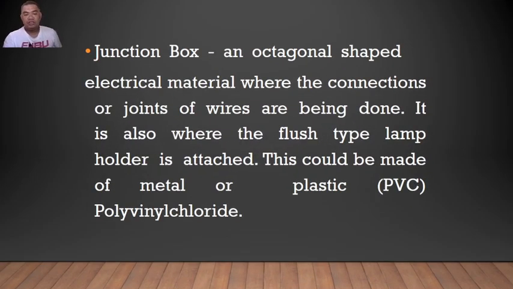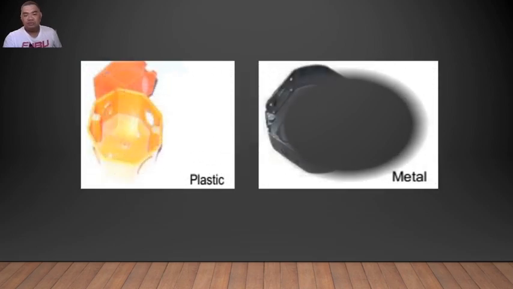A junction box is an octagonal-shaped electrical material where the connections or joints of wires are made. It is also where the flush type lamp holder is attached. It could be made of metal or plastic, PVC or polyvinyl chloride. This one here is the plastic or non-metallic junction box, and we have the metal.